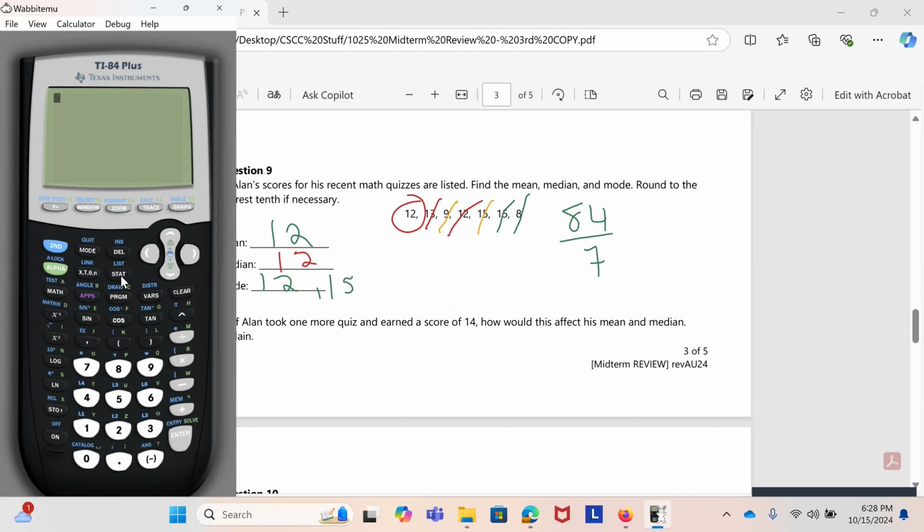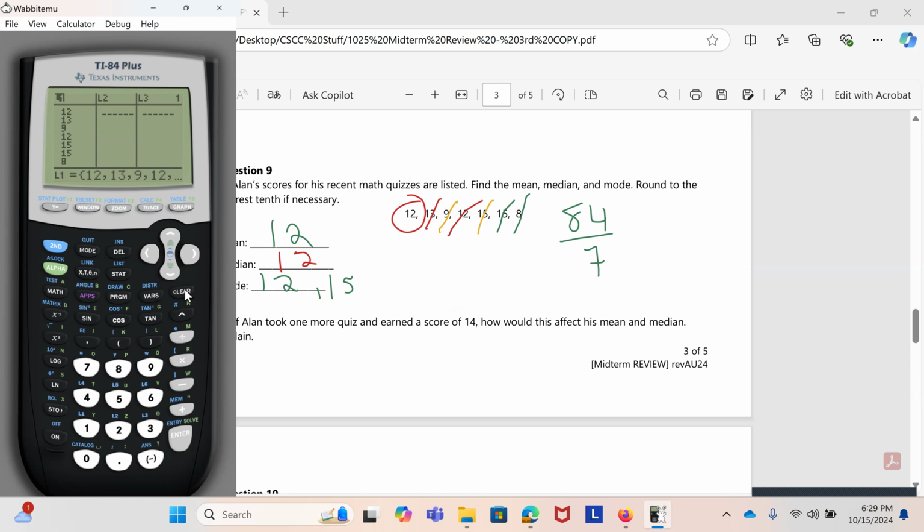Everything that you want to do in terms of statistics is under the stat button. Stat button is to the left of your gray arrows. So you're going to push the stat button. And the first thing you're going to do is edit. We want to type a list in. You probably have something typed in from last time we did it. I happen to have this list typed in. If you have something weird in there, use your arrows to go up and highlight the list number and then hit clear, enter, and it'll clear the whole list out for you. Cool. And then type the list in.